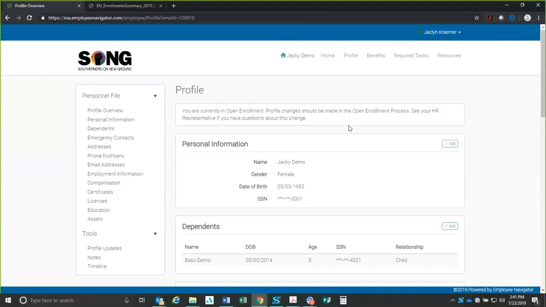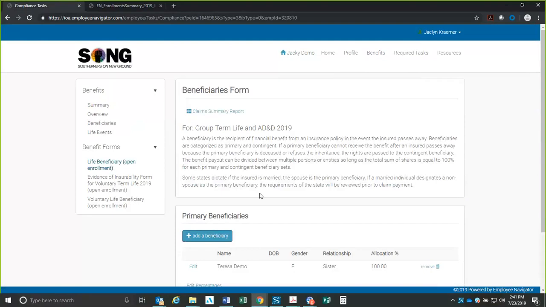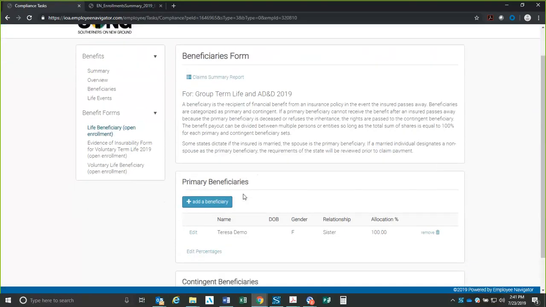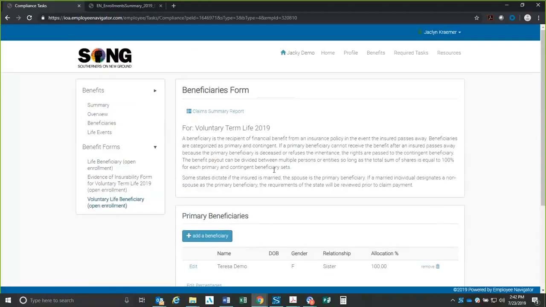Also, if you go to the Benefits tab, that's where we're going to find your life beneficiaries. It may not let me change. Oh, it will. Okay. I wasn't sure if it would let me change it here because we are in open enrollment. But yeah, anytime throughout the year, you can just come right here and update your beneficiaries for the regular life or the voluntary life.